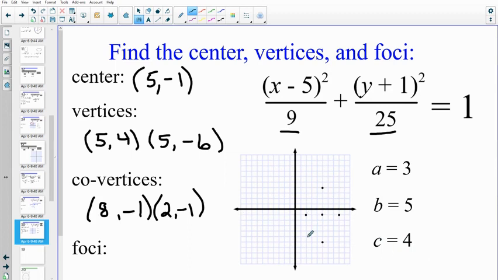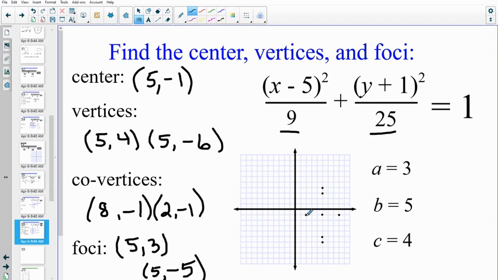And I can see that this ellipse will be taller than it is wide. So I'll count along the vertical axis, 1, 2, 3, 4. There's one focus. And down, 1, 2, 3, 4. There is the other focus. So the coordinates of those 2 points are 5, let's see, I moved up 4, -1 plus 4 is 3. And down 4, -1 minus 4 is -5. And so there we go.